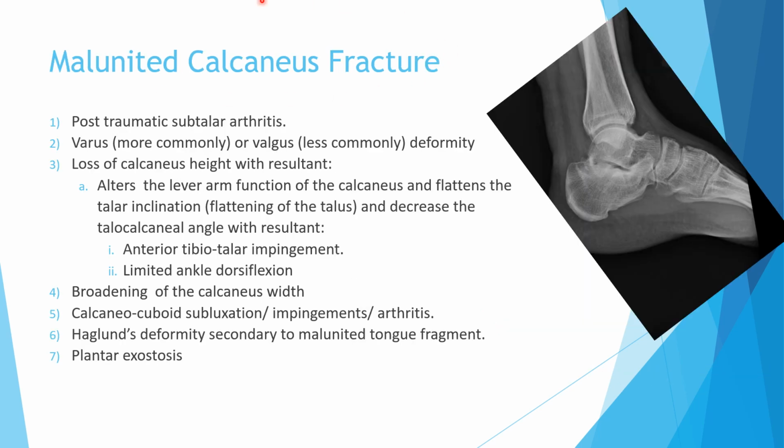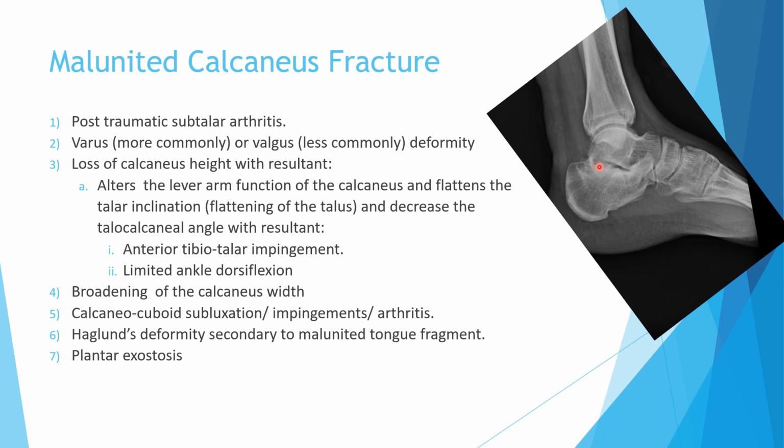So malunited calcaneus fracture, this is an important topic. Why? Because some fractures of the calcaneus will be treated non-operatively, because either they are so highly comminuted that you don't expect to get an acceptable reduction, or patients are not good candidates, like smokers or diabetics or the very elderly. So the result will be a malunited calcaneus fracture. So what is the pathology in malunited calcaneus fracture? As we talked before, the most important thing is subtalar arthritis, post-traumatic subtalar arthritis, as you can see here.